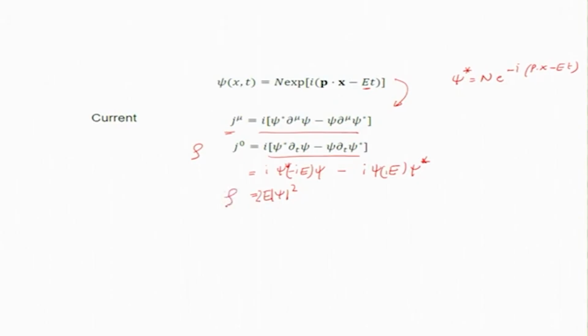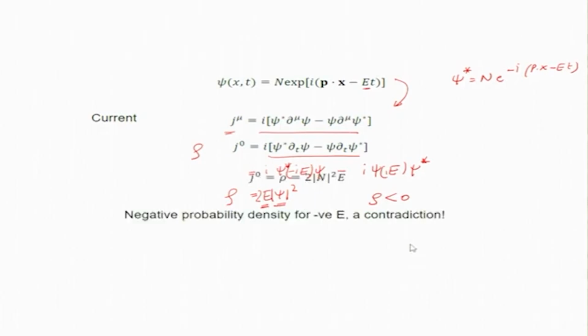This is supposed to be the probability density, okay. So there are particles, and this is the probability density of the particle in quantum mechanics. Now if E is negative, then what happens to rho? Mod psi square is positive. So if E is negative, then rho becomes negative for negative energy states, and that is a problem, and that is the reason why supposedly Schrodinger abandoned this whole equation, saying this is not a physically possible equation.